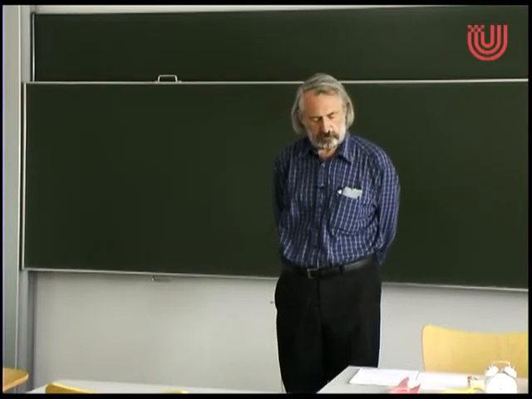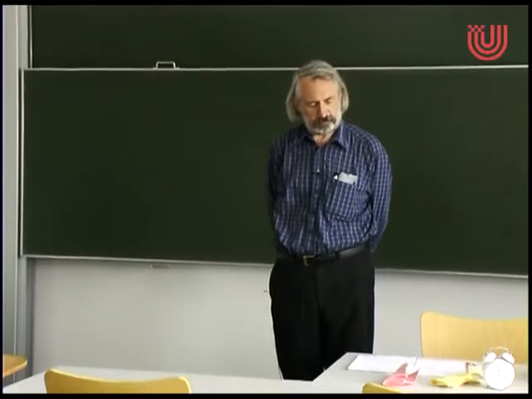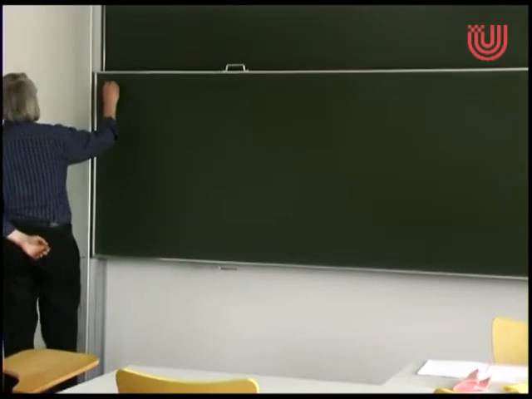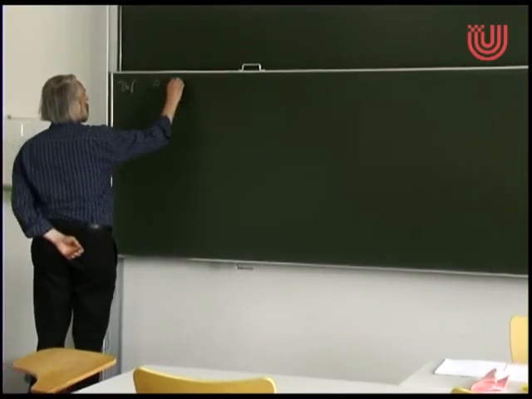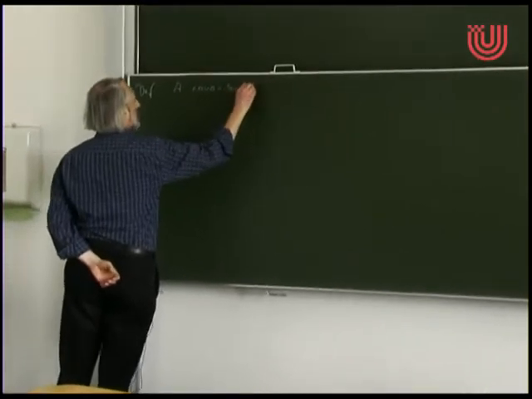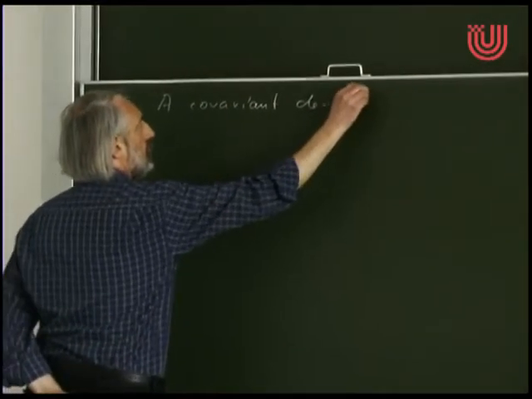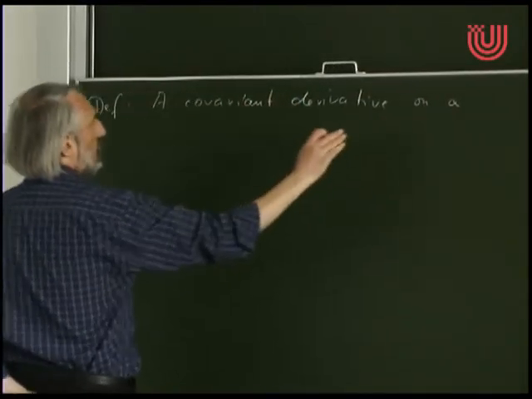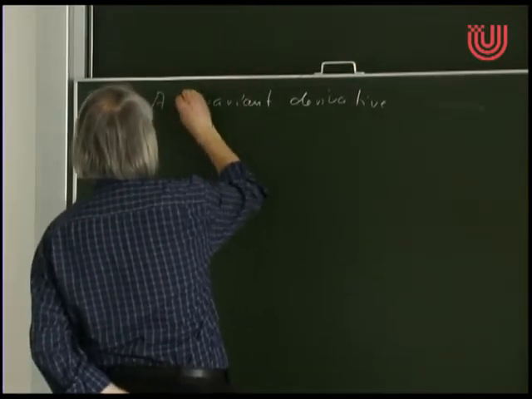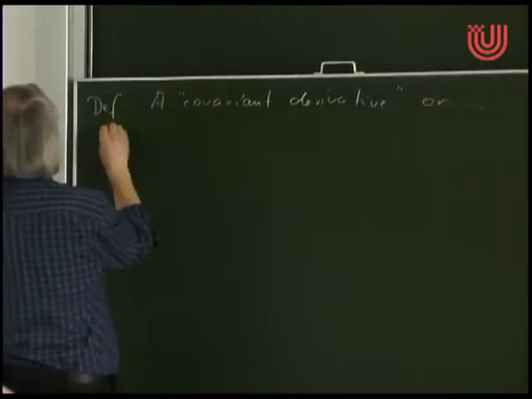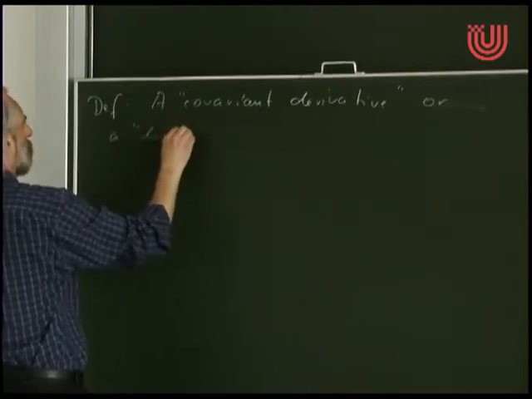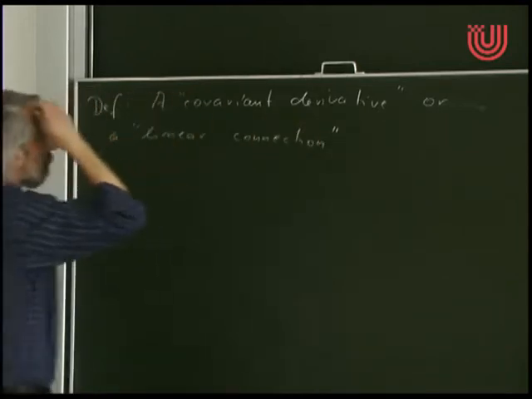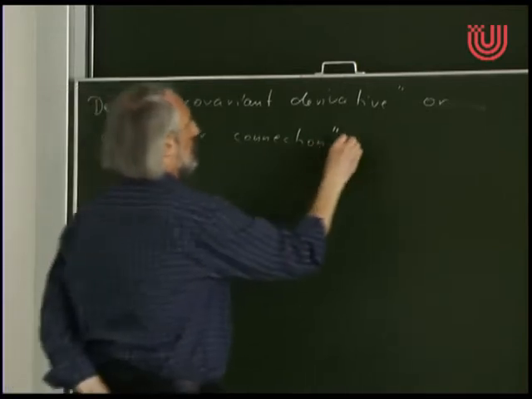And for this, we need an extra structure. And today we will discuss this extra structure in detail. That's what is called a covariant derivative. So I begin with a definition. A covariant derivative on a manifold. Oh, there's also another word, covariant derivative or a linear connection. These are two words for the same thing. Or linear connection on a manifold M.